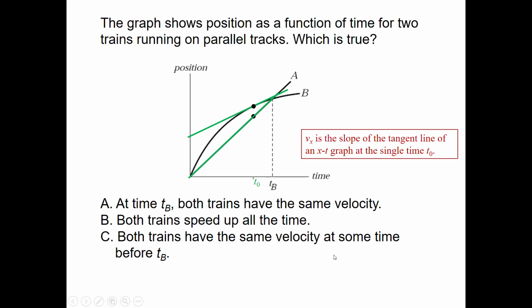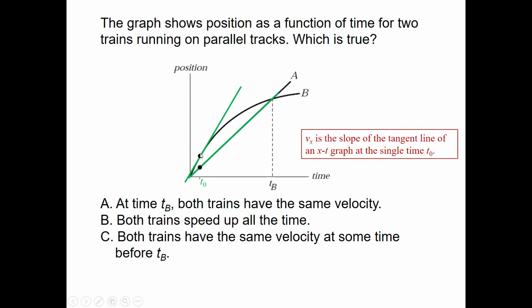Both trains have the same velocity at some time before tb. Here, at this particular time, t0, train A is going faster. The slope of its tangent line is bigger than the slope of the tangent line to B. At this other time, which is pretty early, B has a larger slope of the tangent line.